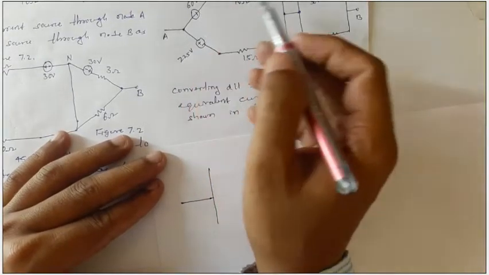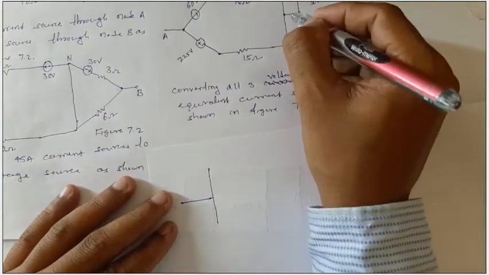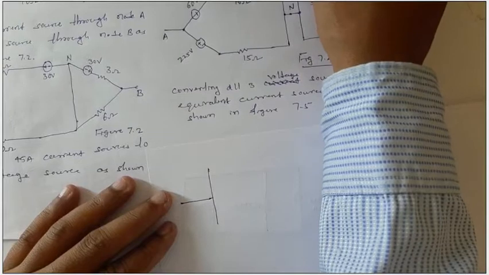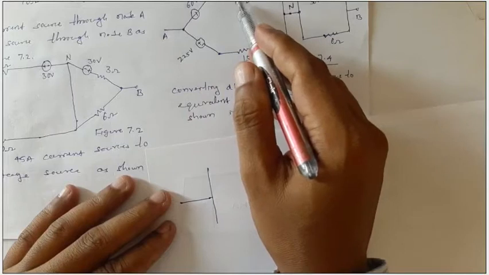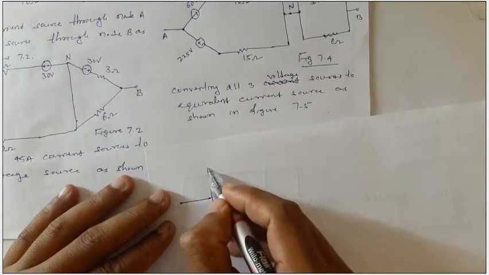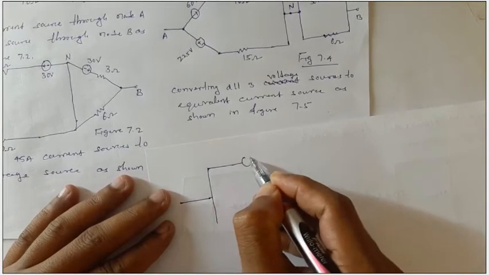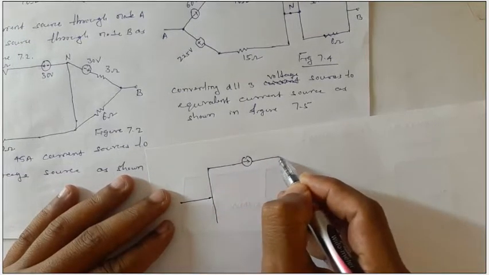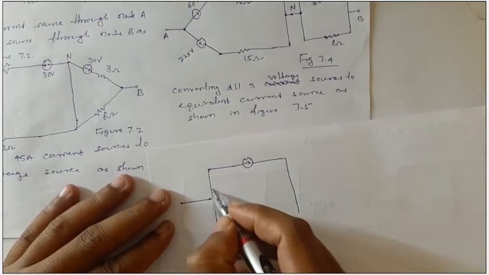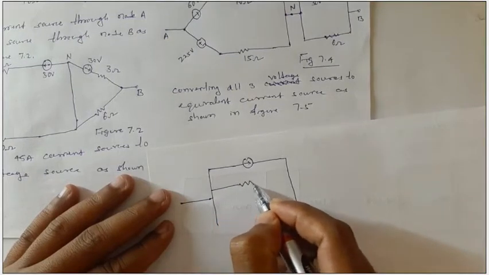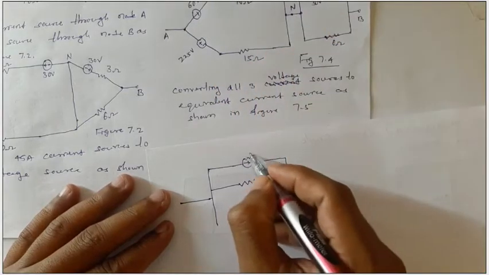This current source when we draw, and dear students, this is node N. Now between node N and A, say we have one voltage source and series resistance which can be converted to a current source. Say this is the current source like this, and this is our node N, and in parallel we have a resistance, that series resistance now comes in parallel. 60 by 10 is 6 ampere.